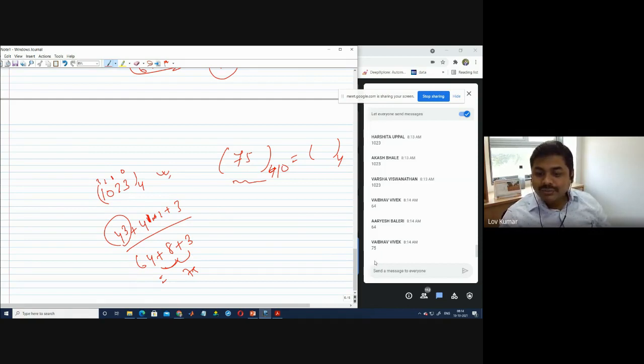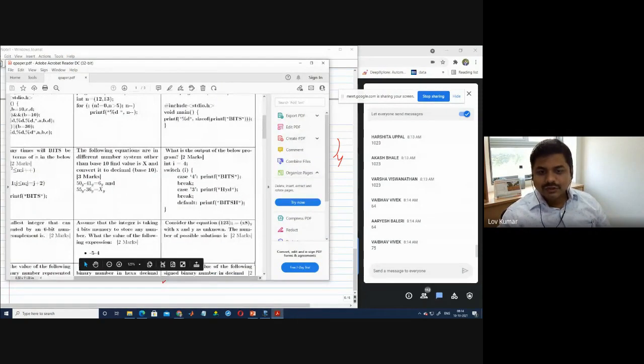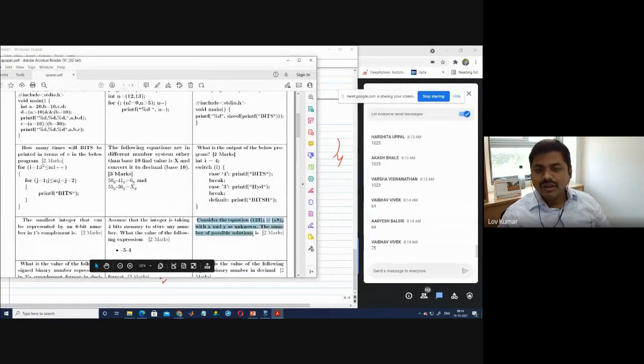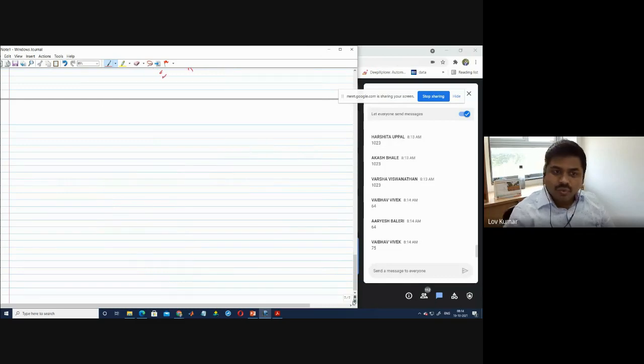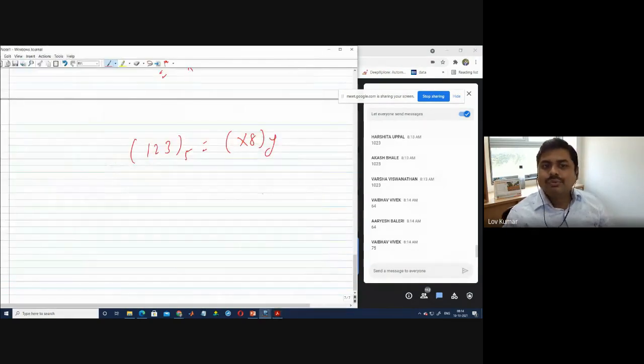Now we'll see what types of question you can expect in your exam related to the number system. As for example, first you can see one question given here. Consider the equation 123 base 5 equal to x8 base y. Now we have to find what are the possible values of x and y.